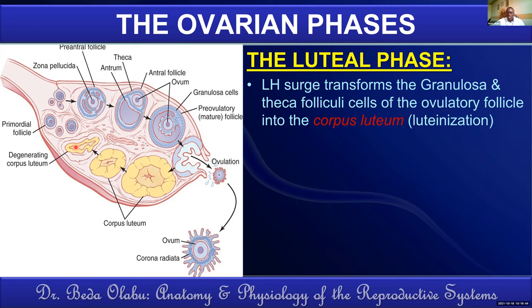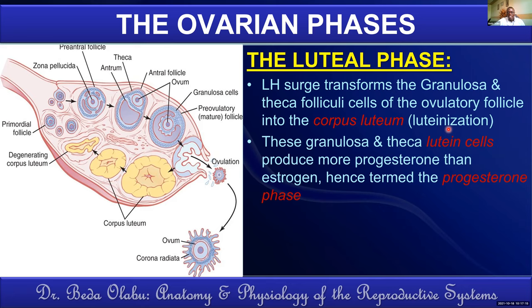We explain the luteal phase this way. Remember, during ovulation, there was a luteinizing hormone surge. The surge in the luteinizing hormone, among many of its effects, causes what we call luteinization of the follicle. When the follicle undergoes luteinization, the remnants of the follicle are the granulosa cells and the theca folliculi. The granulosa cells transform to be called the granulosa lutein cells, and the theca interna cells transform to be called the theca lutein cells.